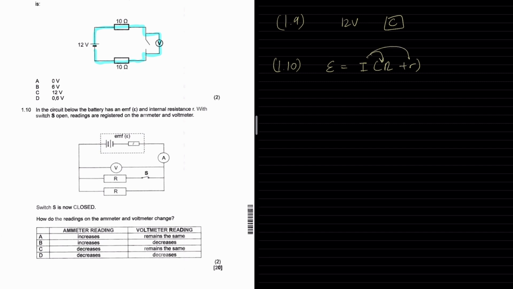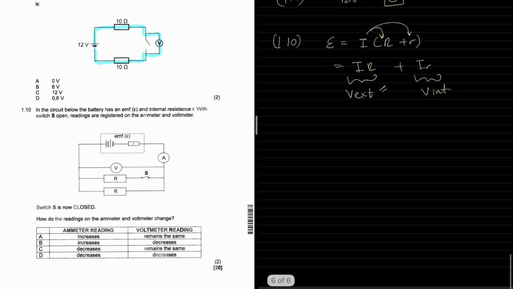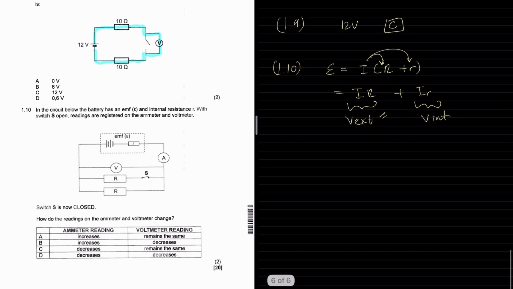Let's just open this up. So you're going to get IR plus Ir. Remember, this is V external. This is the voltage that we're interested in. And this is V internal. So the first thing we got to do is remember that if you are closing the switch, you are adding a resistor in parallel. Adding a resistor in parallel is going to decrease the total resistance. That means the total current is going to increase. So I total will increase.